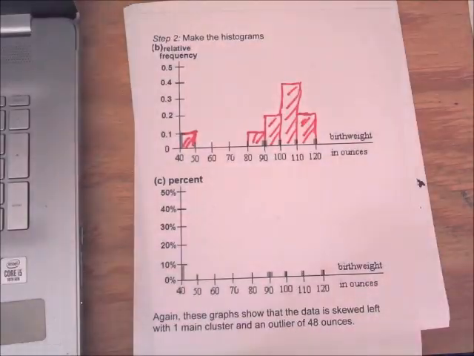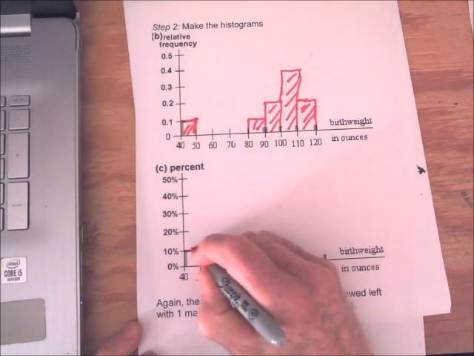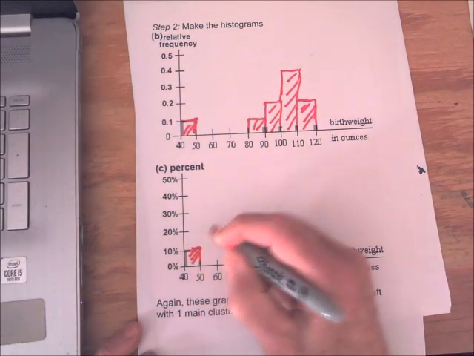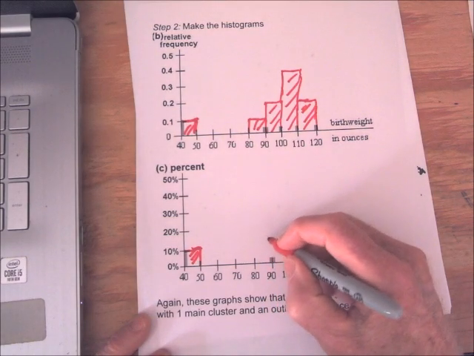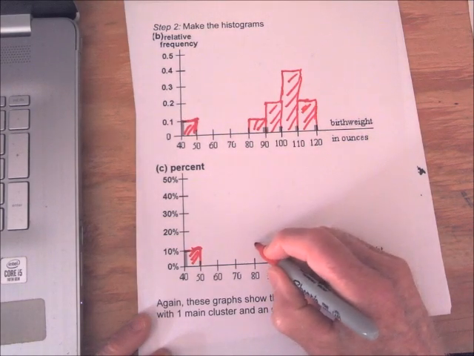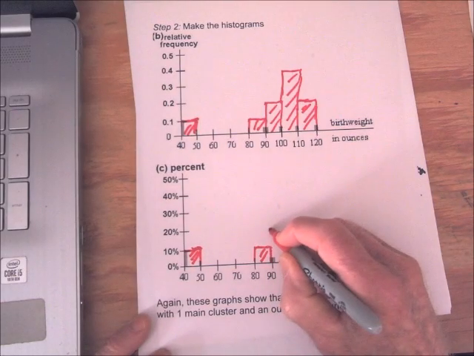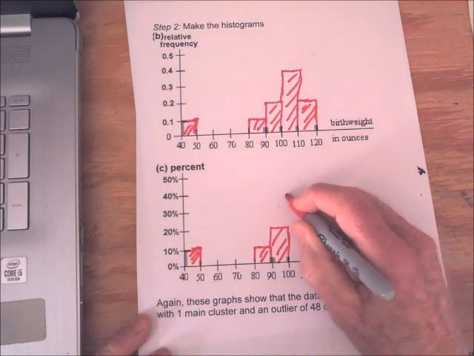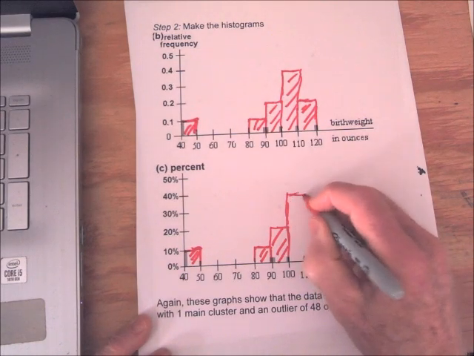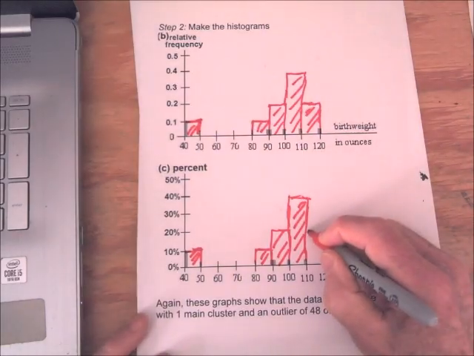And as a percent, it's still going to be the same. 10% in the 40s, we have 1 baby. The 80s, also 10%. 90s, 20%. 100 to 109 ounces, we have 40%. And then 20%.